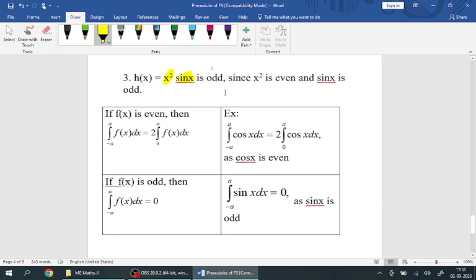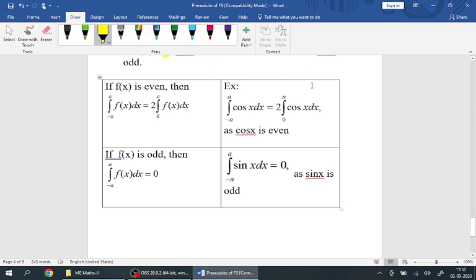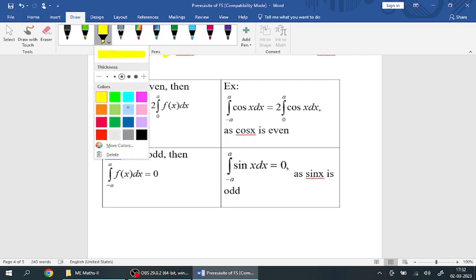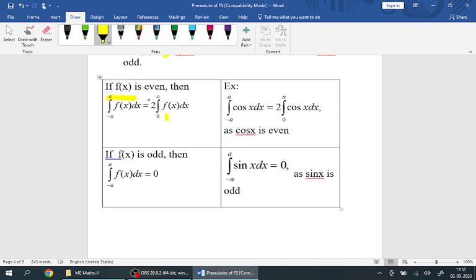And what is the benefit now? The benefit you will get by this last formula. This is the most important formula that you have. Whenever you come across integration from minus L to L of f of x dx, or minus pi to pi, or minus A to A, you can always take it as 2 times the integral from 0 to A, because it is an even function. But whenever it is an odd function, integration from minus A to A of f of x dx is 0. So this is very important.